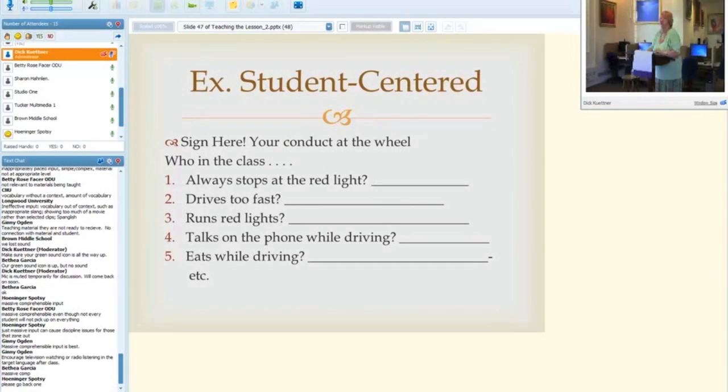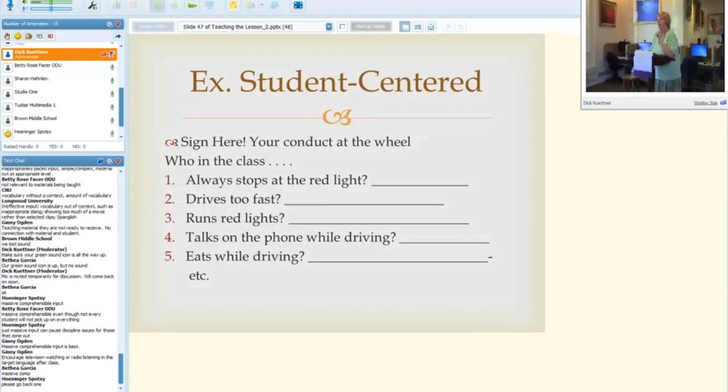For example, here's one that comes out of my textbook. It's not in English, it's in French. We just did this. Your conduct at the wheel. It was a chapter about transportation, getting around the town. Who in the class always stops at a red light? This was all in French. And I have native speakers in that class who slipped in, not unintentionally on my part, but they slipped in intentionally to get a good grade. They're a bunch of Haitian students. And we, unfortunately, don't have a way of preventing that. They love this because they wanted to go around and tell in French all of their classmates what they do and don't do in driving.